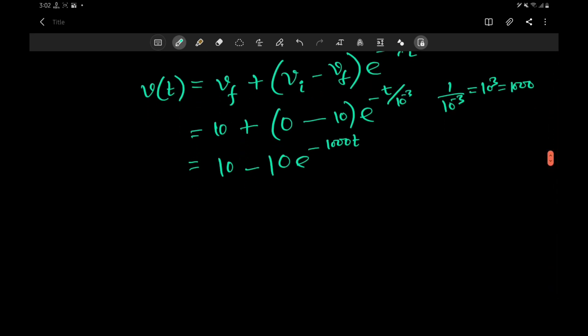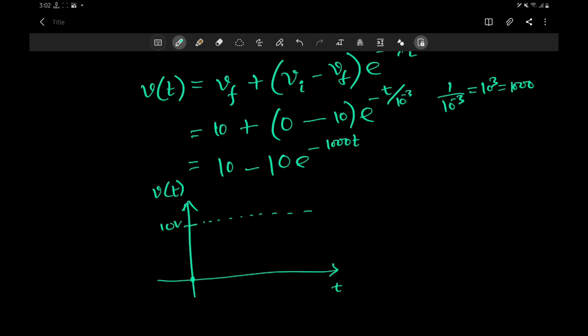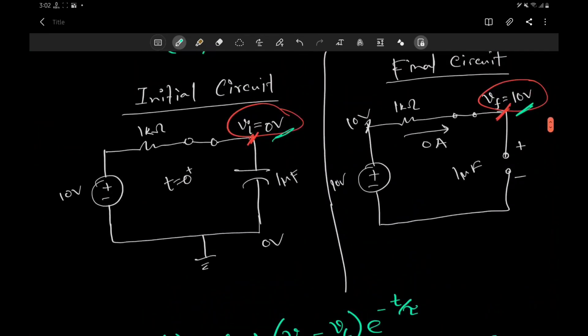And if you plot this graph, it will look something like this. You have time on the x-axis and you are plotting v of t. This will start from 0 and creep up to 10 volt. This is the 10 volt line, and you will see that this gradually goes up toward 10 volt. It never touches that line, but goes very close to it. So this is how the graph will look: 10 minus 10 e to the power minus 1000 t. This is our transient analysis. Basically you need to do these simple things.